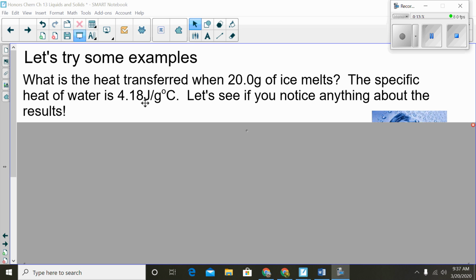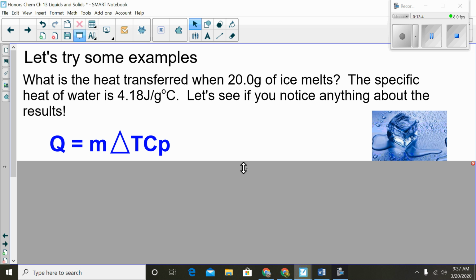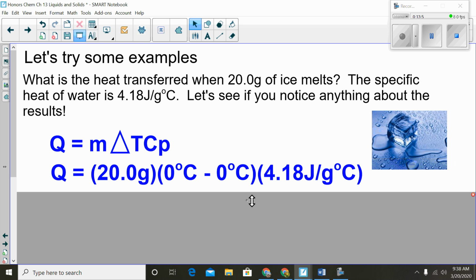I'm hoping if you've been following along, this looks familiar. This is Cp, and you can tell by all the units. So joules, grams, degrees Celsius. And let's see if you notice anything here now when I try to solve this. So this is the Q equation that you know. This is what I originally taught you. So let's plug in what was provided in the problem. You have 20 grams, which is up here. 4.18 is the Cp, which is right here.